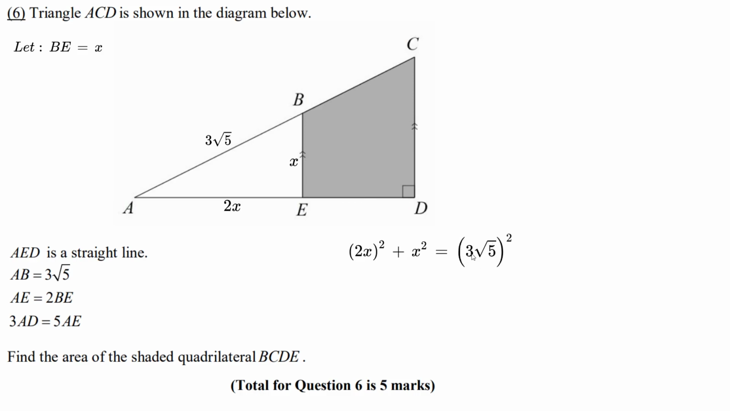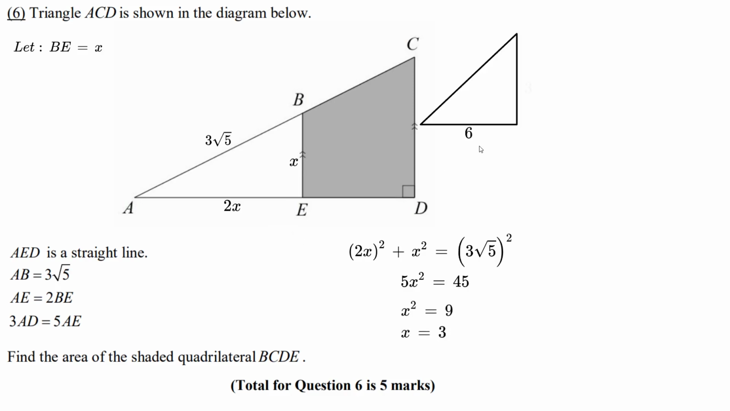So this is 9 multiplied by 5, which is 45. 2x all squared is obviously 4x squared. 4x squared plus x squared is 5x squared equals 45. Divide by 5 on both sides to get x squared equals 9, so x equals 3.